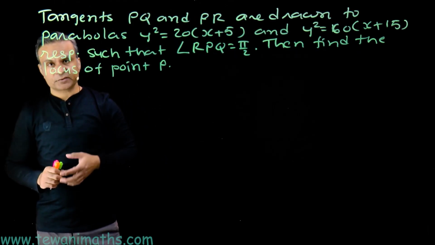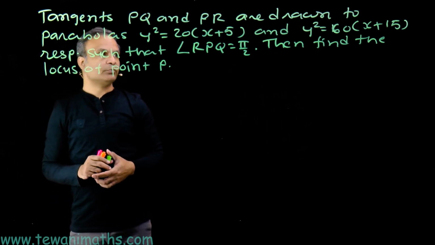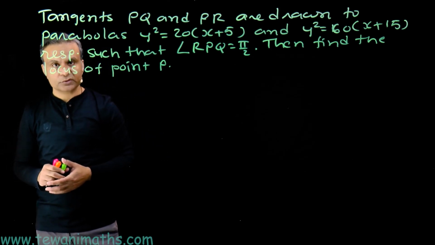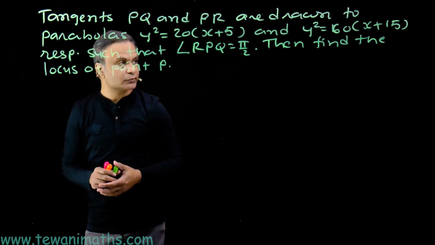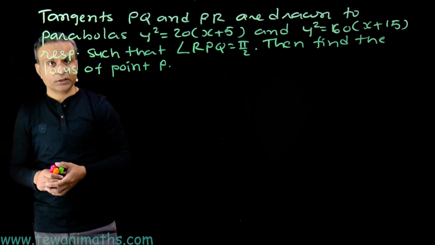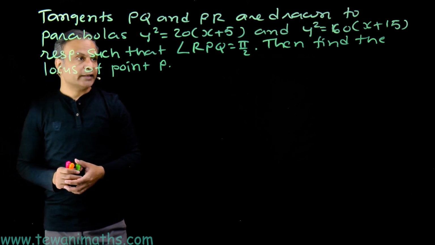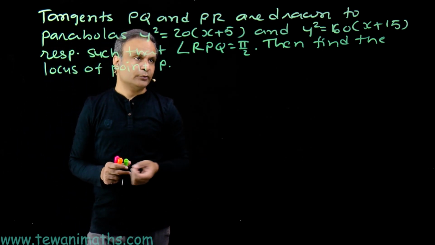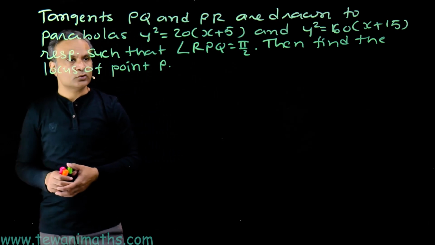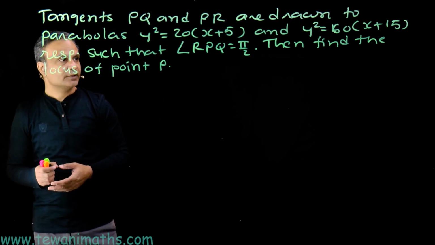Now here we have a very interesting question. The question is, tangents PQ and PR are drawn to the parabolas y square is equal to 20 into (x plus 5) and y square is equal to 60 into (x plus 15) respectively, such that angle RPQ is pi by 2. Then find the locus of point P.